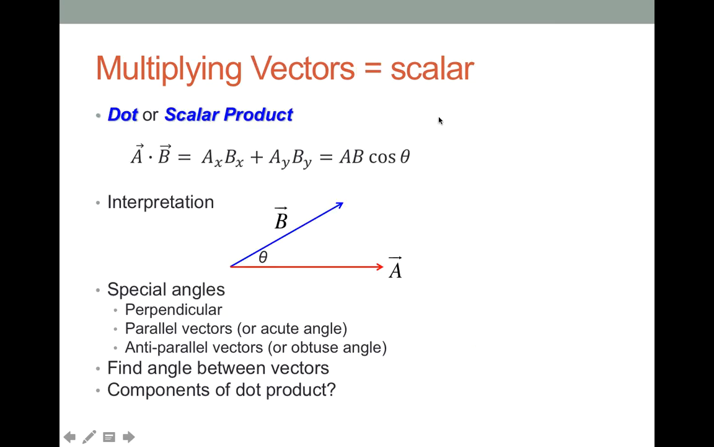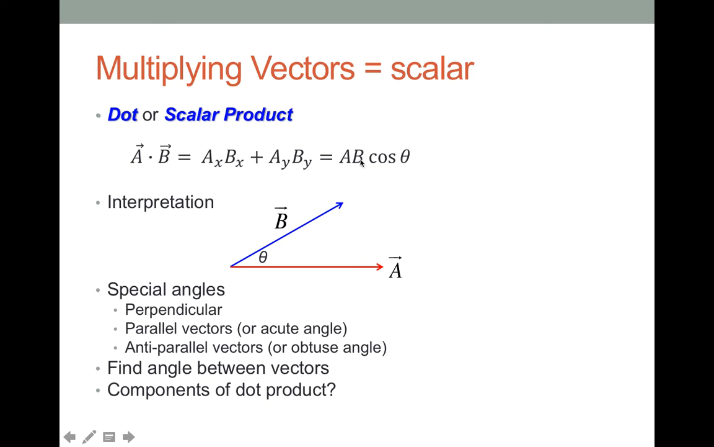Now, I can also multiply vectors together, and there's two ways to do that. I can multiply the vectors so that I get a scalar, or I could multiply the vectors so that I get another vector. The first one is called the dot or the scalar product, and it is simply defined as a dot product. That's what this dot right here means. And you simply take the two x components, multiply them together, and then add the product of the two y components. That is more or less the definition of a dot product.